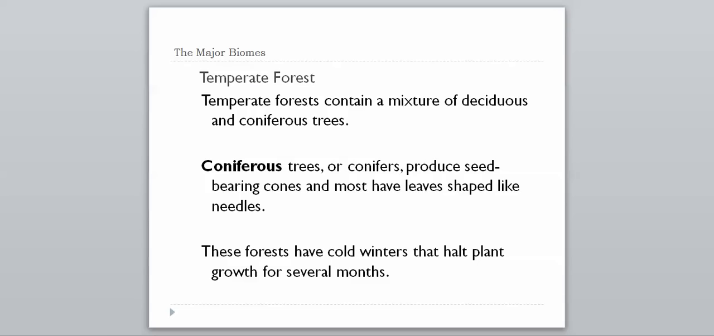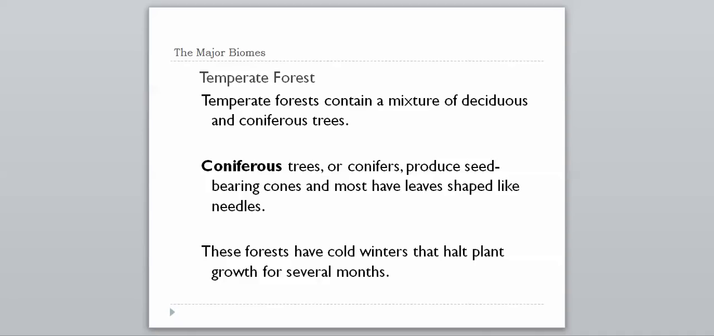So a temperate forest contains a mixture of what is known as deciduous and coniferous trees. Deciduous are again the trees that lose their leaves during seasons, and coniferous trees, which we will get to in the definition right there, are conifers, and these produce seed-bearing cones, and most have leaves shaped like needles. So this is what we think of as our Christmas trees, our pine trees, our evergreen trees, which are also known as conifers or coniferous trees.